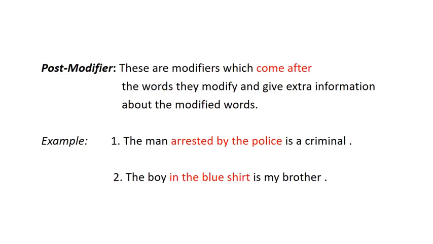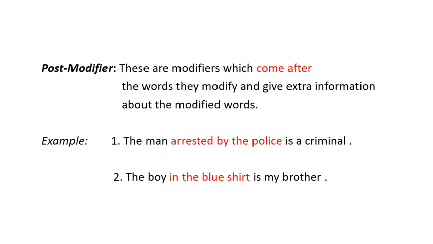So, dear students, let me remind you about the definition of post modifier at first. Post modifiers are modifiers which come after the words they modify and give extra information or specification about the modified words. I have two examples for you. Number one, the man arrested by the police is a criminal. Here in this sentence, the highlighted words arrested by the police is a past participle phrase and it is used after the noun phrase the man to give some extra information about the noun phrase the man. As the phrase gives some specific information about the man, it is functioning as a post modifier of the word the man.